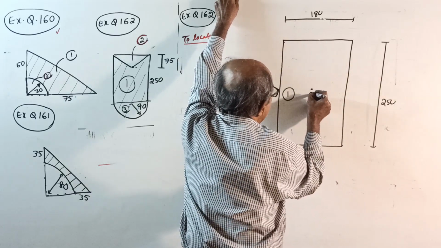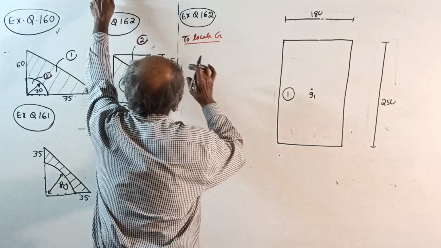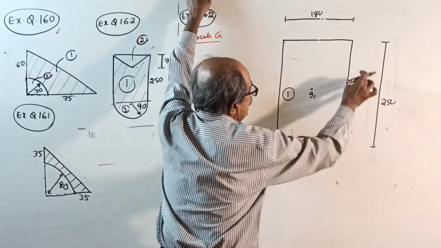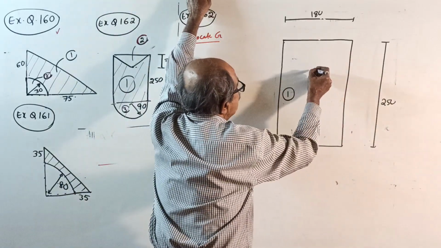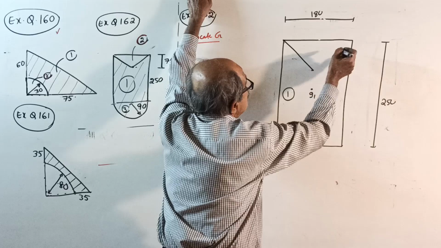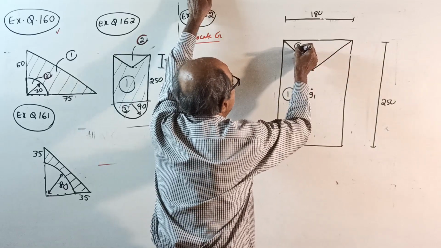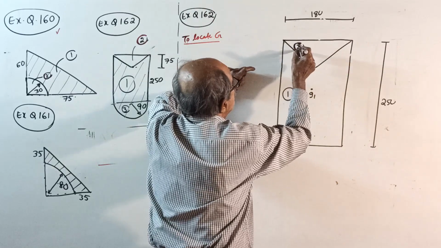Okay, G1. Then 2 is cut out. How much? 75. This is 250, means this is 125. 75 will come somewhere here. See, 75 here, cut out. This is your 2 cut out. So I will do one thing now. I will put red color here, cut out.